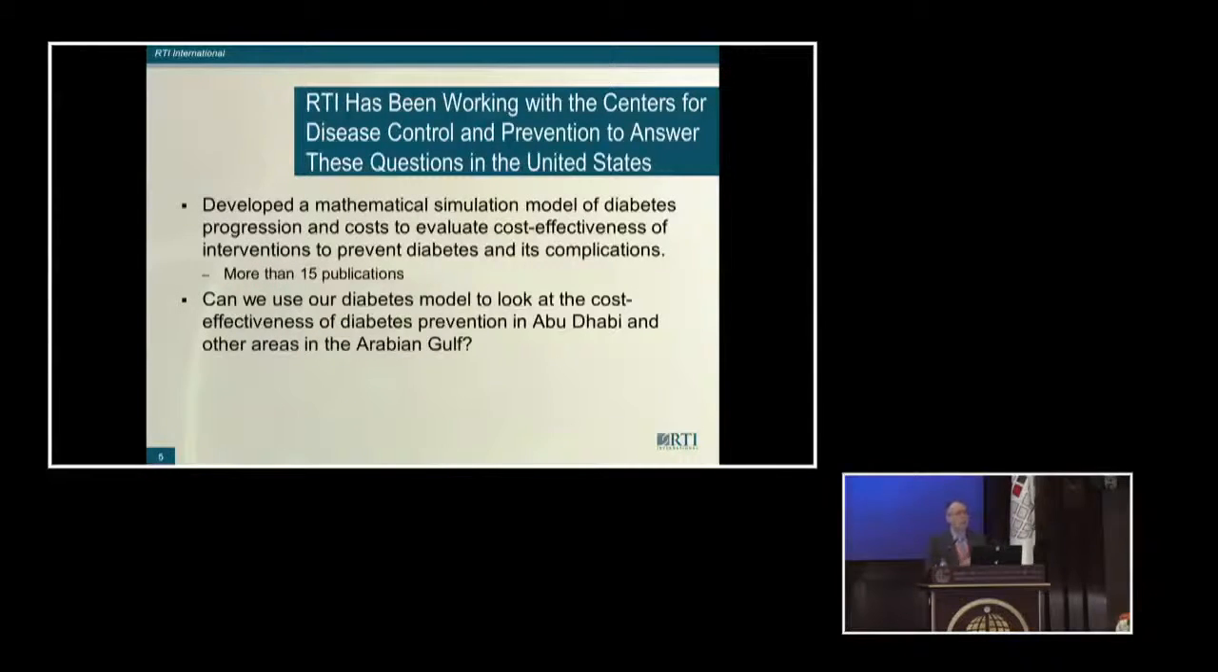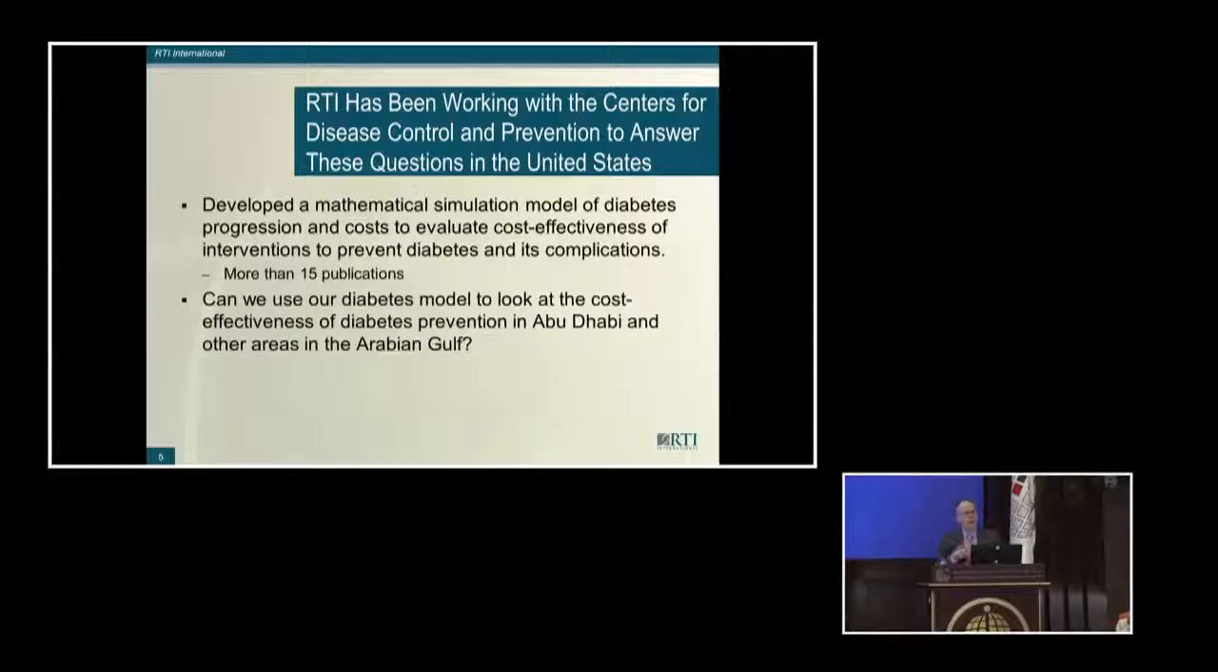RTI has been working with the U.S. Centers for Disease Control and Prevention to answer these questions in the United States. We have developed a mathematical simulation model of diabetes progression and costs to evaluate the cost-effectiveness of interventions to prevent diabetes and its complications. And over the years, we've published a number of articles that have looked at both persons with diabetes and persons at risk of developing diabetes.